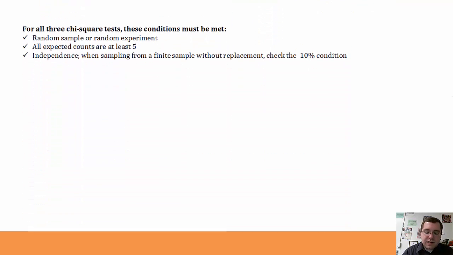For all 3 chi-squared tests, these 3 conditions must be met. Number 1, it has to be a random sample or a randomized experiment. The second condition is that all the expected counts have to be at least 5. So what we expect in each category has to be at least 5. We'll see how that plays out and how to find those expected counts when we look at our examples.